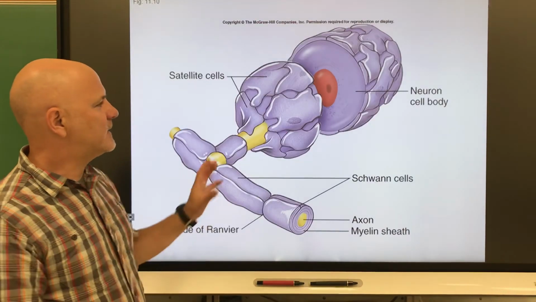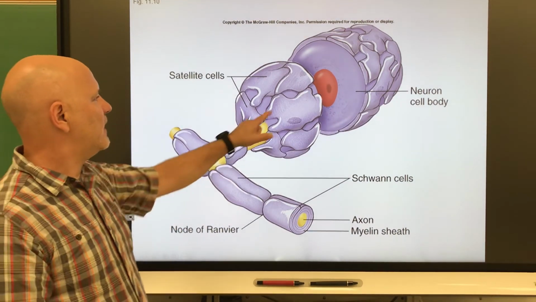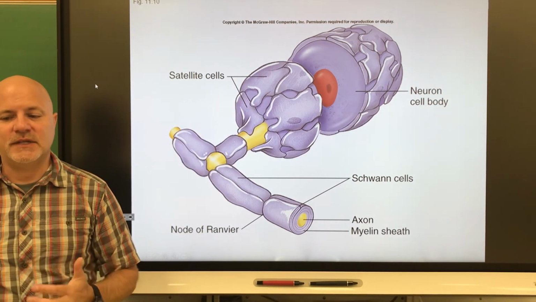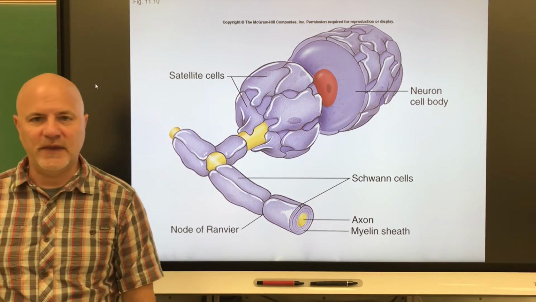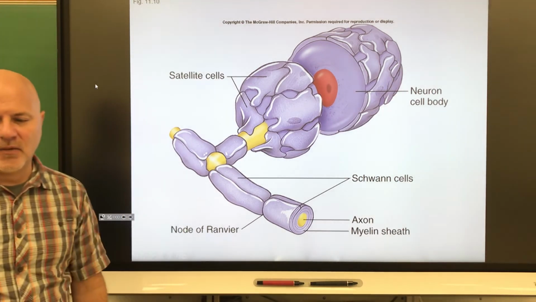All right, now let's take a look at the two types that we have in the peripheral nervous system. The first are satellite cells. So here's showing satellite cells. So satellite cells are cells that surround neuron cell bodies within ganglia. So they have similar functions to astrocytes in that regard.